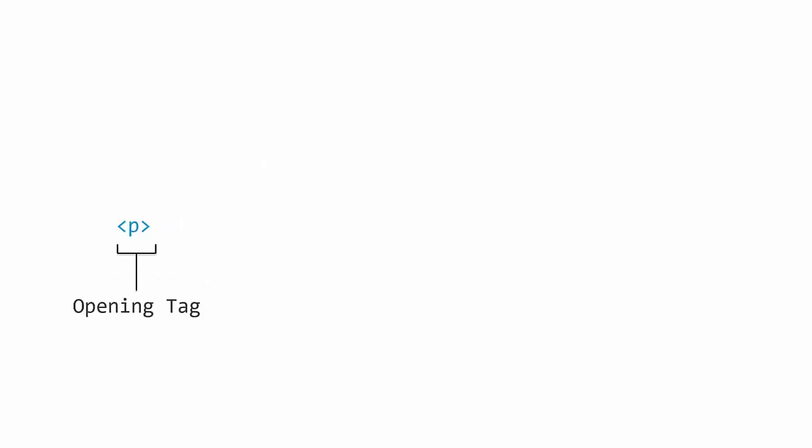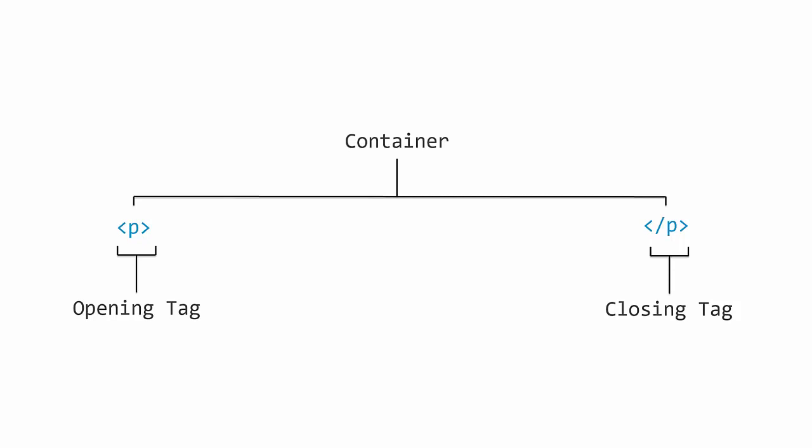Opening p tag, that is p tag enclosed in angular brackets. Closing p tag, that is p tag enclosed in angular bracket with a forward slash before p. The pair of opening and closing tags together is called container. Content that you want to display and apply tags on is written within container.